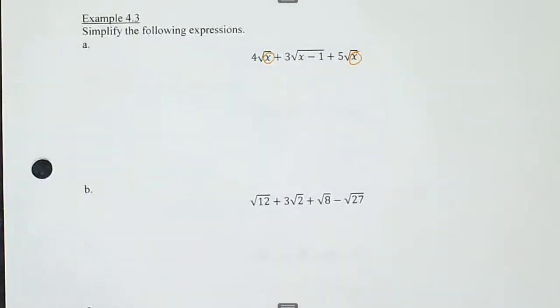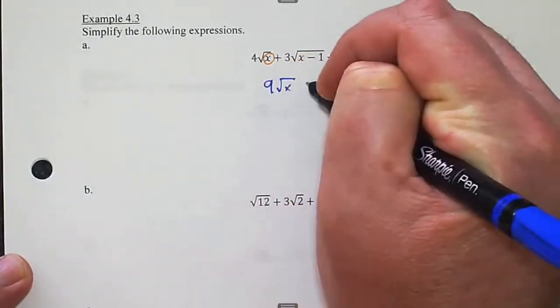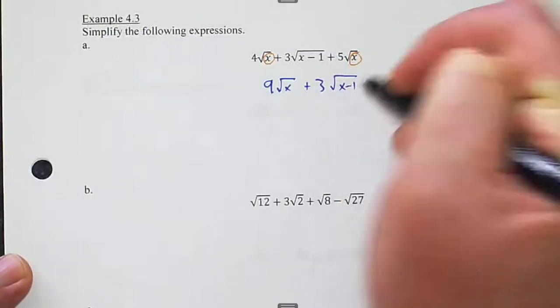That being said, sometimes we can get lucky and we can actually do some simplification and make them the same. So in this first example, the only things I can combine are the 4 root x and the 5 root x, making 9 root x, and I can't really do anything over here.